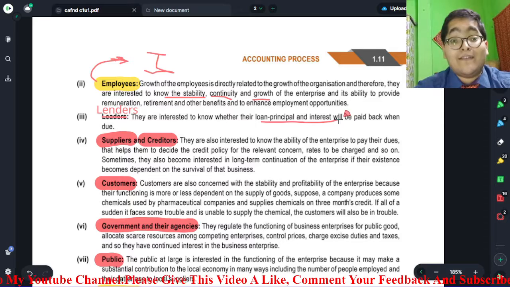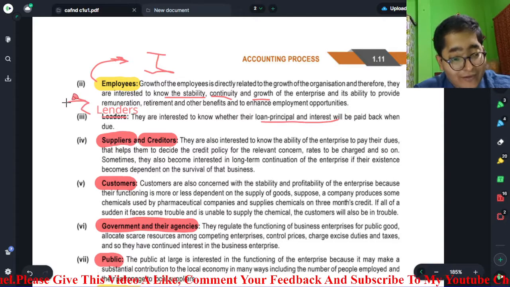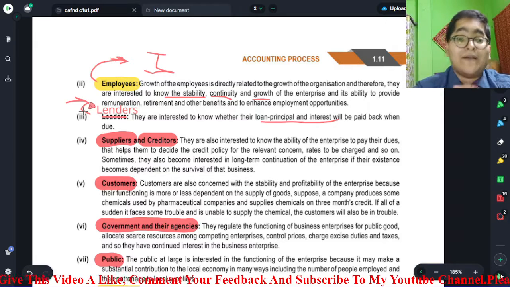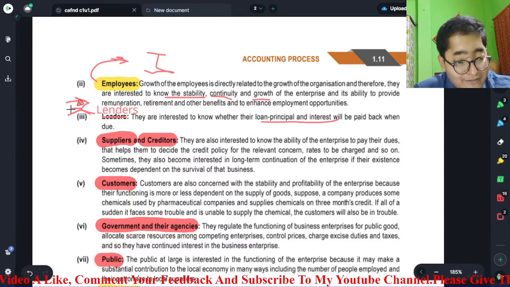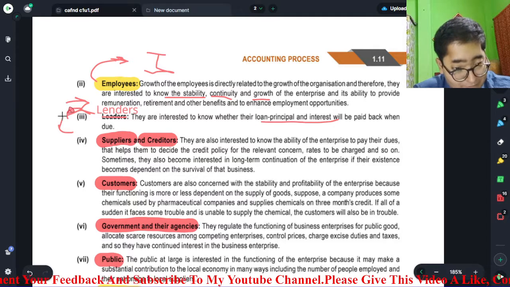So the position of the business needs to be seen by the lenders through the financial statements. So lenders are the external users of financial statements.